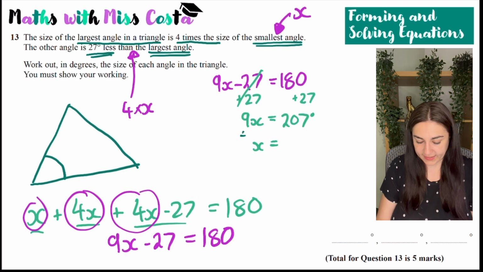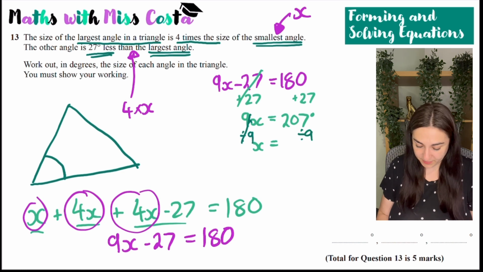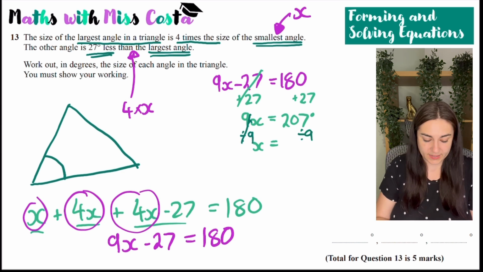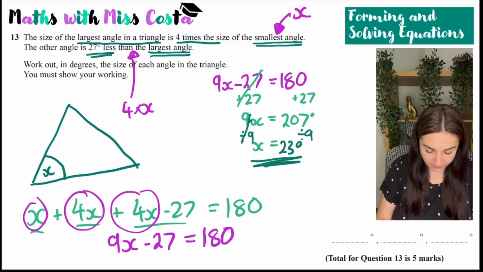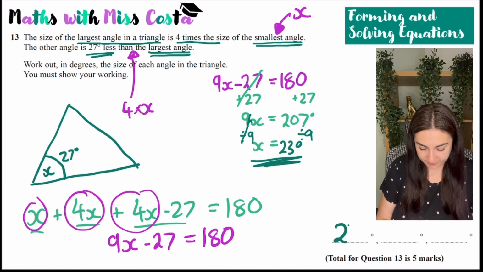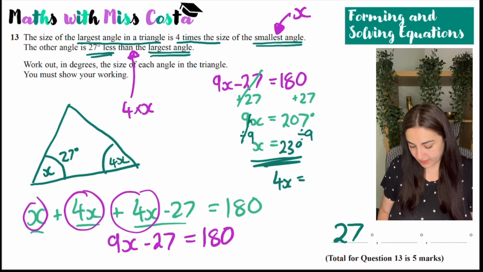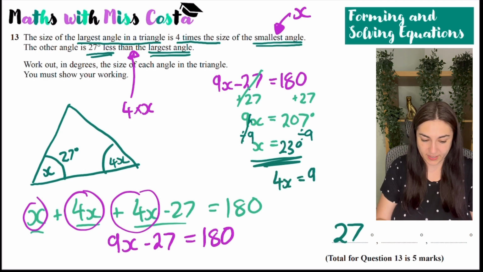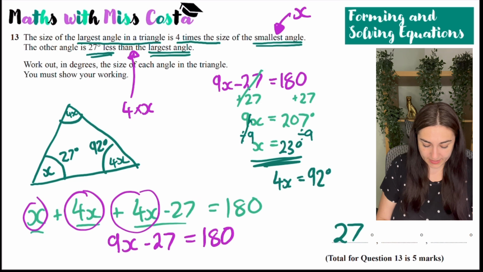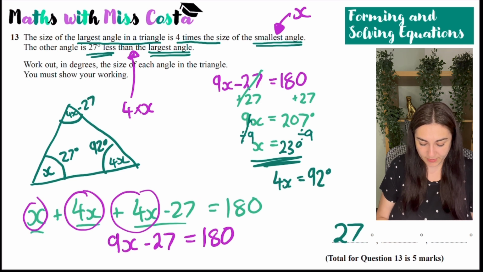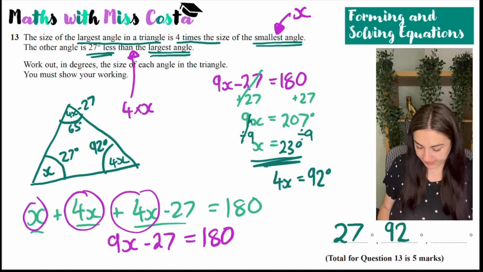So therefore x is going to be 9 times by x, and the inverse of that is dividing by 9. So I divide both sides by 9, and 207 divided by 9 is 23 degrees. So I know that the value of x is going to be 27 degrees. So I can write that here. Therefore, 4x is going to be 4 times by 23, which is 92 degrees. And the other angle is whatever the largest angle is, take away 27. So 92 take 27 gives me 65 degrees.